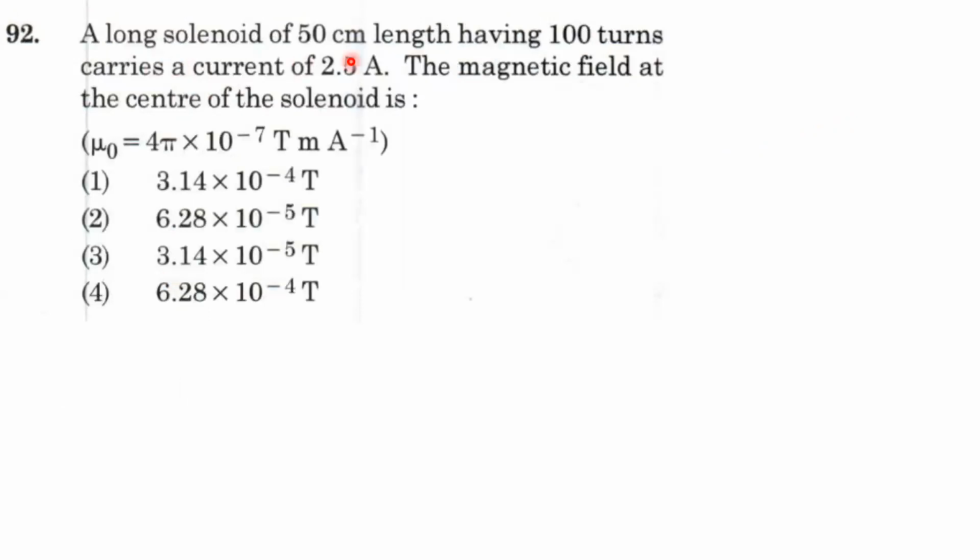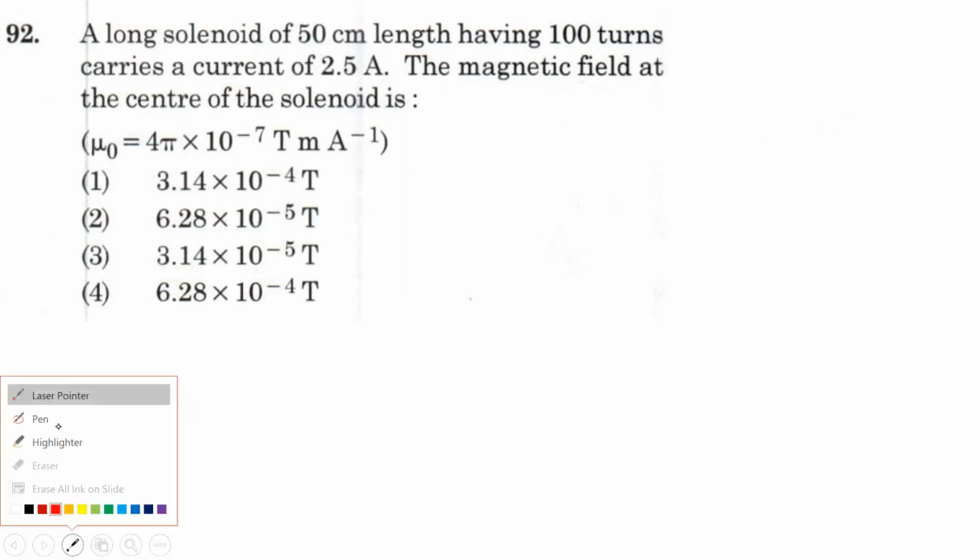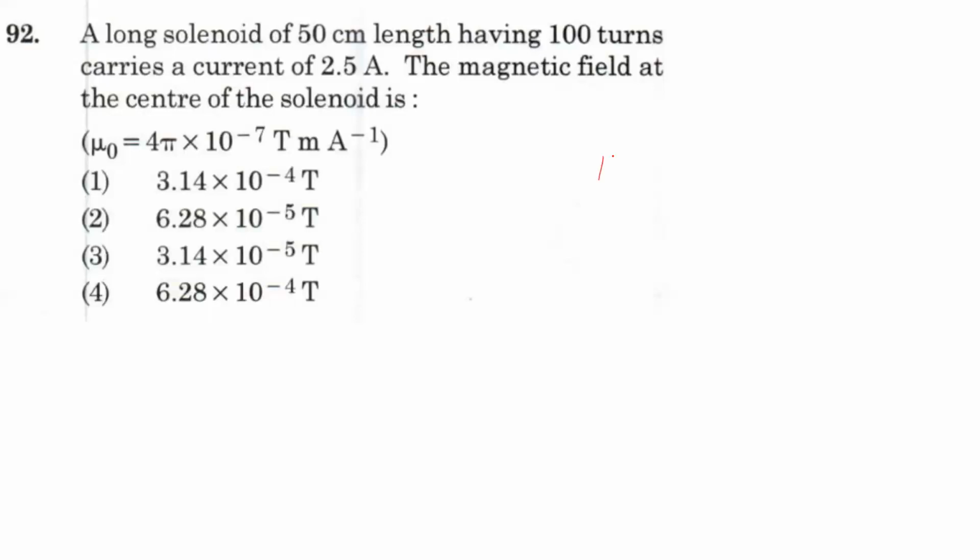A long solenoid of 50 centimeter length having 100 turns carries a current of 2.5 ampere. The magnetic field at the center of the solenoid is dash. The formula for the magnetic field at the center of the solenoid is B is equal to mu naught n i, where mu naught is the permeability and small n is the number of turns per unit length, so total number of turns divided by total length.